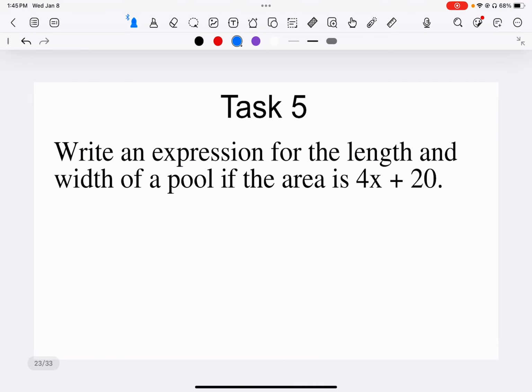Write an expression for the length and width of the pool if the area is 4x plus 20. For this rectangular pool, the area formula is length times width. And they tell us that the area is 4x plus 20. So in order to turn that 4x plus 20 into two terms being multiplied, I'm going to have to factor it.